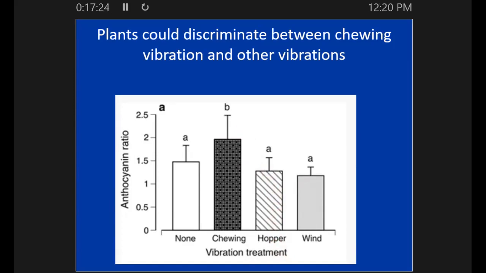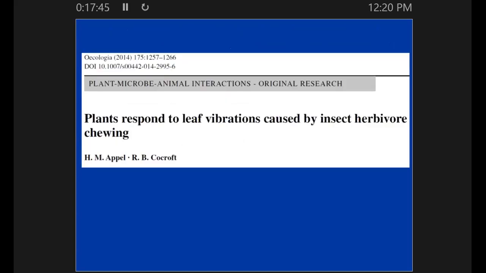So it has to have some way to figure out which ones it should really be paying attention to. When this was published back in 2014, it was a big deal, because this was one of the first carefully done studies with proper controls that could show that the plant can pick up on vibrations and use that appropriately.